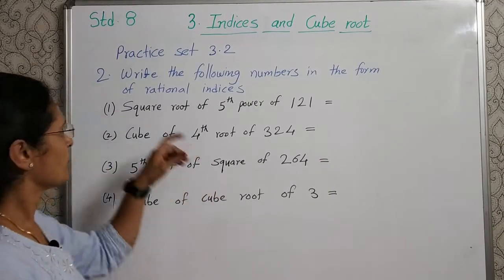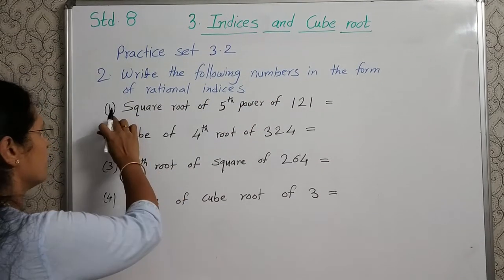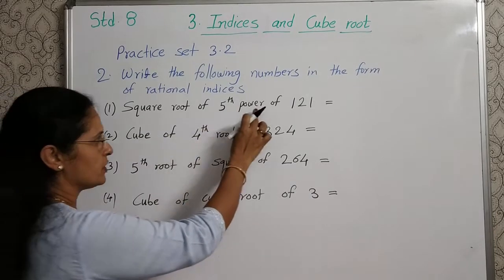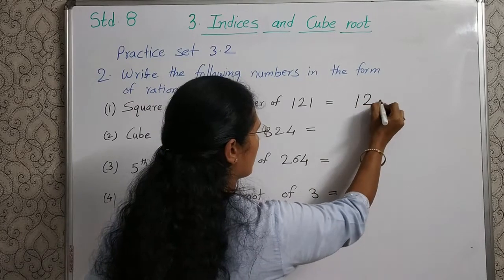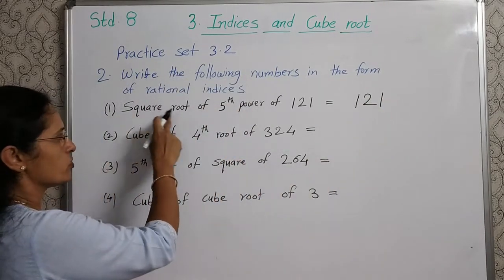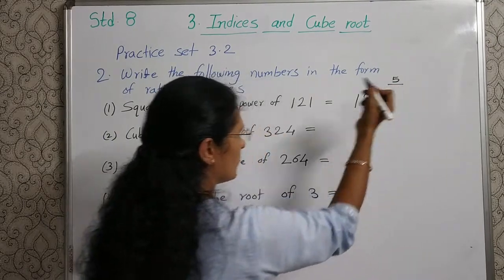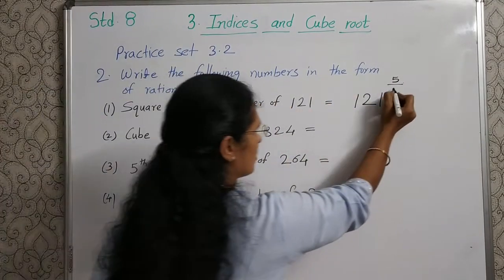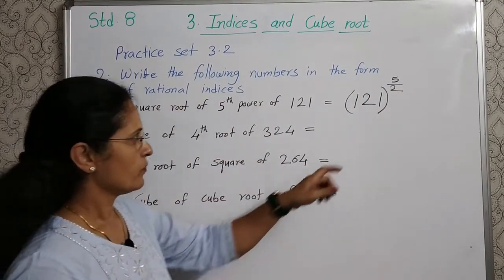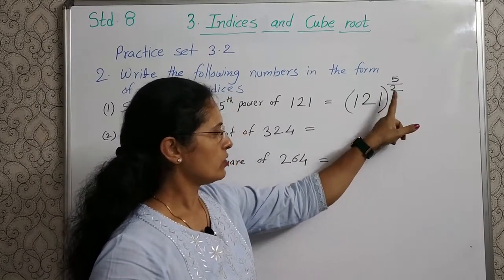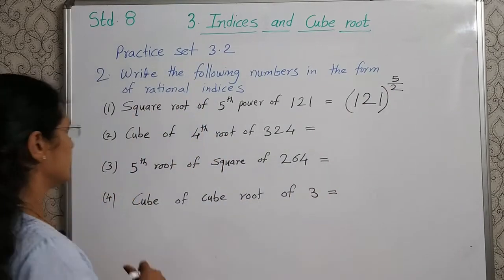Question number 2. Write the following numbers in the form of rational indices. First, square root of 5th power of 121. So base is 121 and square root of 5th power. So power is 5. Write it in the numerator place and square root in the denominator. So this is the answer.